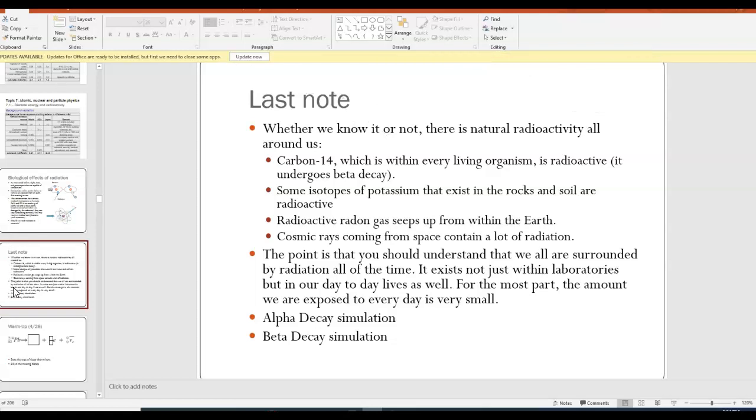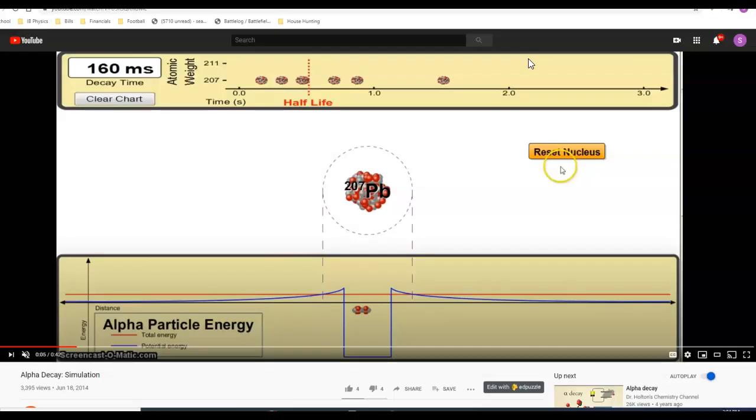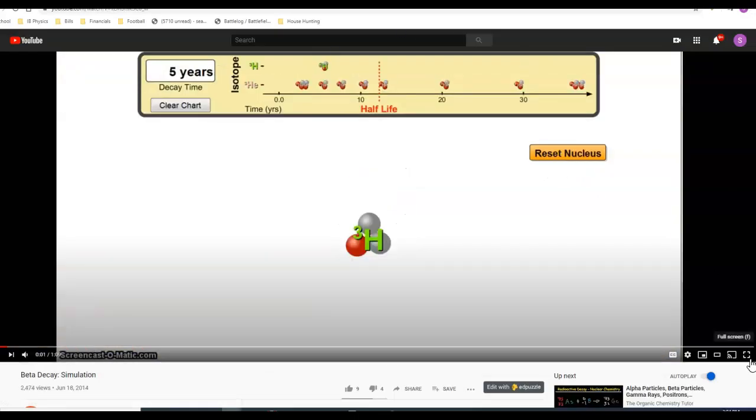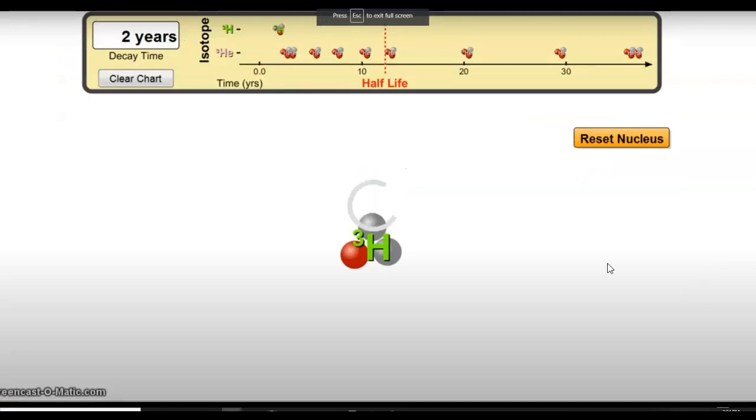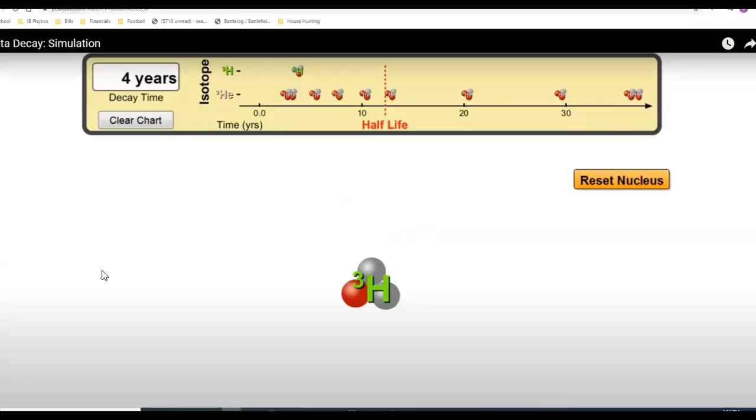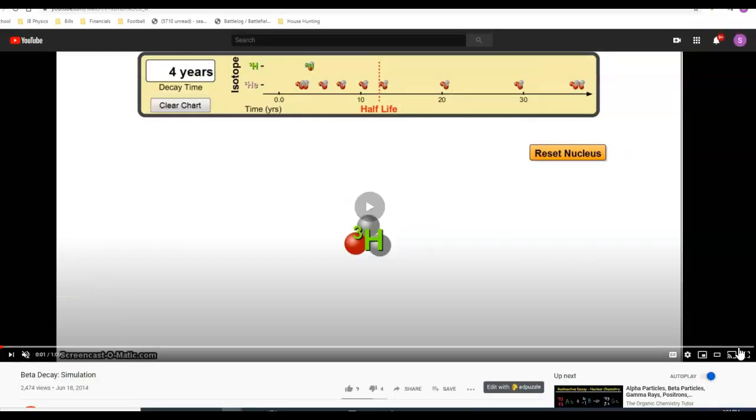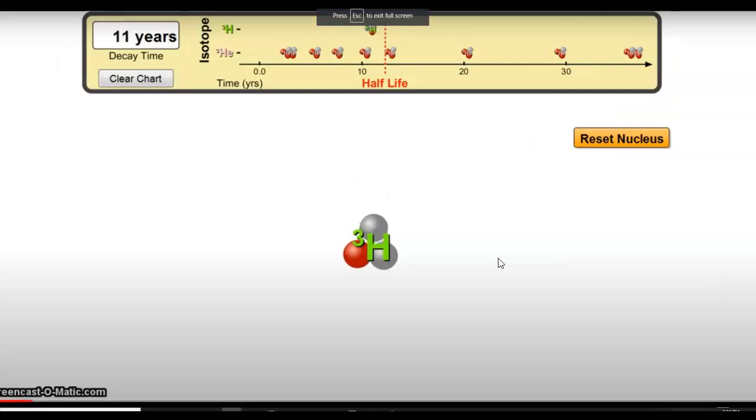Now I also want to show you a similar simulation for beta decay. And for this simulation, we have hydrogen-3. Let me turn the sound off. Hydrogen-3 is unstable, it's radioactive, and in just a second we'll see it's going to decay, turn into a new type of atom, and in the process emit its radiation. Now, watch this. There. It happened in a split second.